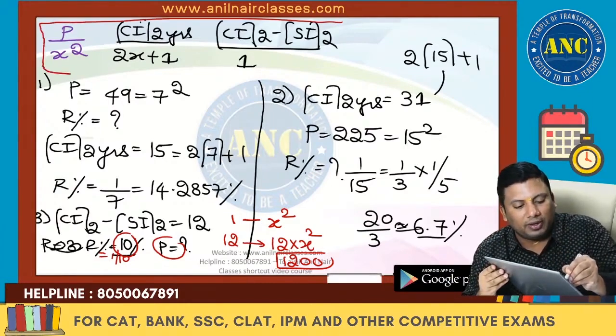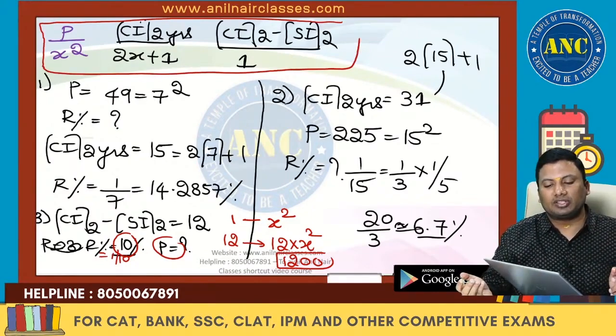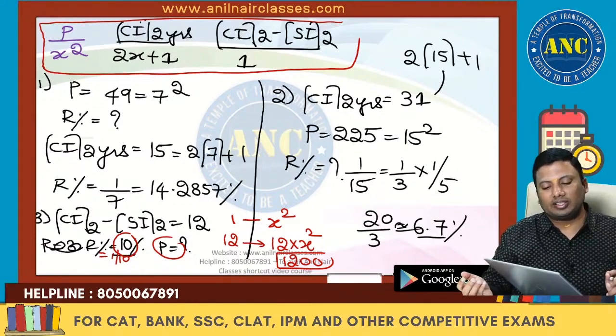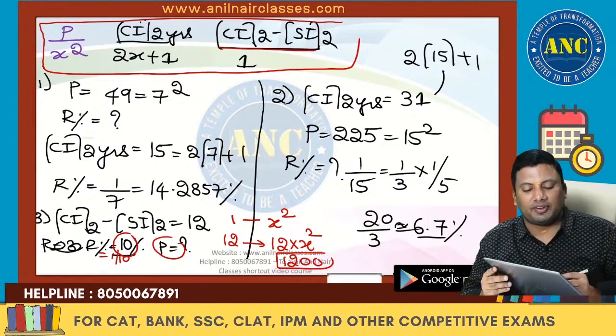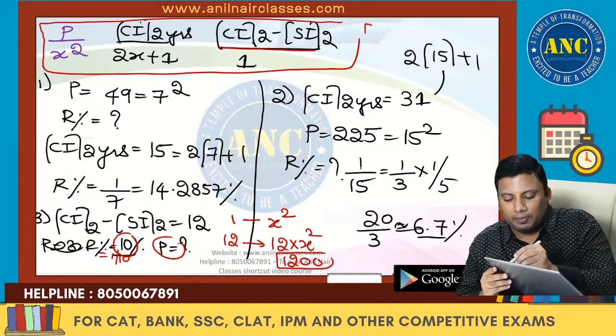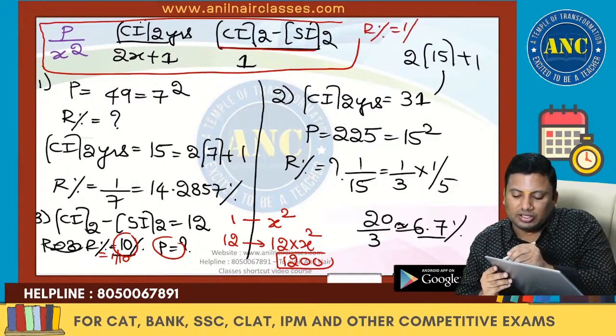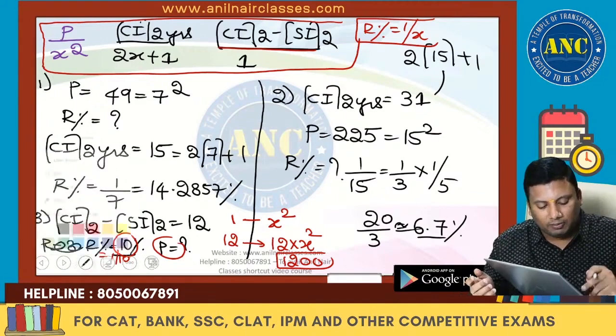If the principal is x square, CI for 2 years is 2x plus 1, and CI for 2 minus SI for 2 is 1. Then you can calculate R. What is R percentage here? R percentage is nothing but 1 by x.